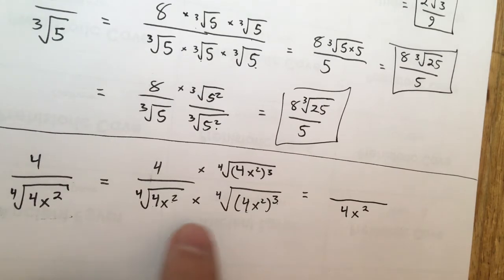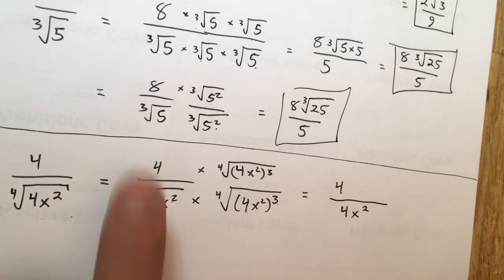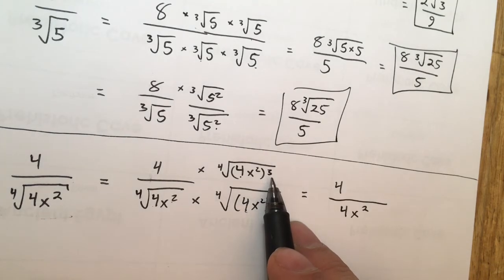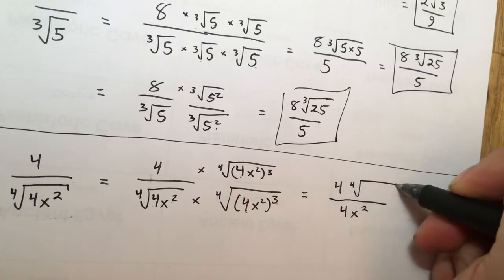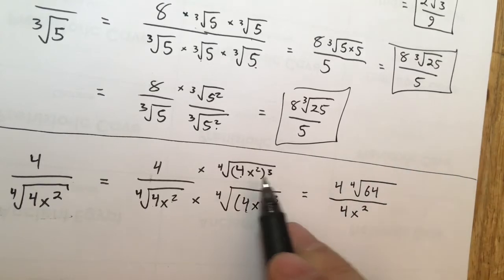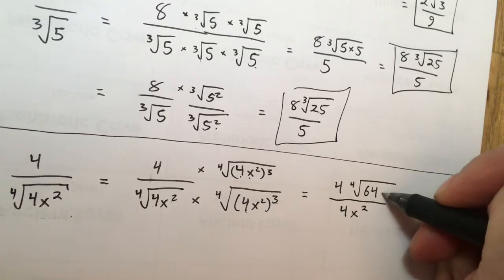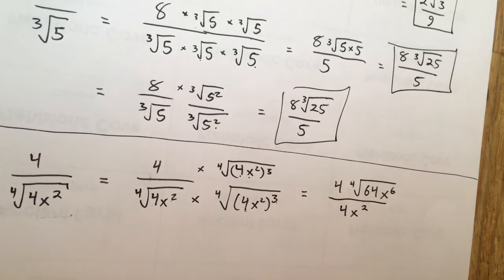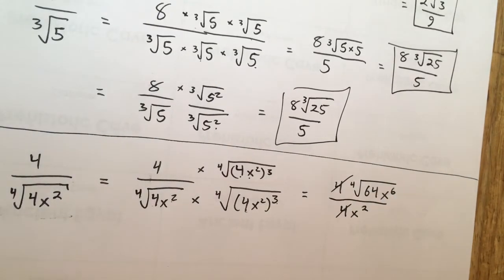What happens in the numerator? Well, I've got the 4 out here, right? And then what happens to this? Well, I got 4 cubed. That's 4 times 4 is 16, times 4 is 64. And x squared cubed. Well, that's x to the 6. You multiply the exponents. Now, we can do a little bit more here. We can cancel out the 4s.